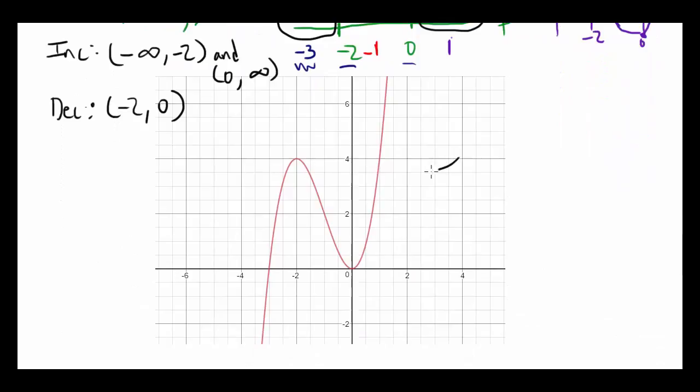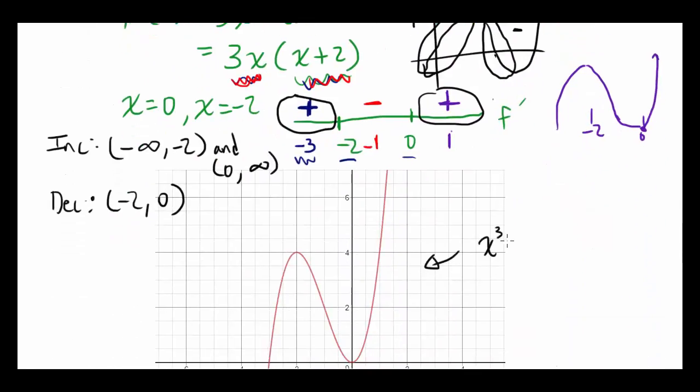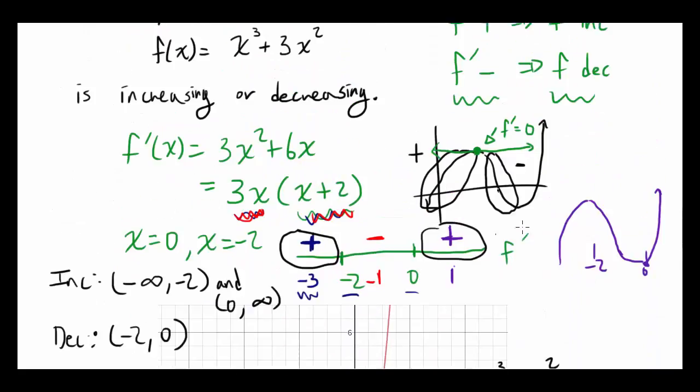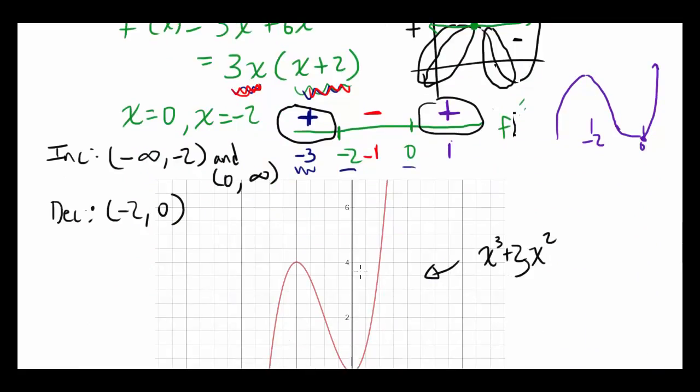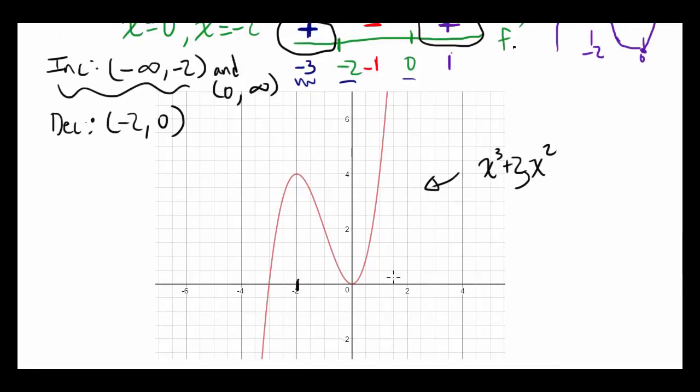Now this is the function. Our function f of x is x cubed plus 3x squared, graphed in Desmos.com. And as we can see, from negative infinity to negative 2, our function is increasing, and from 0 to infinity, our function is increasing, and in between negative 2 and 0, our function is decreasing.